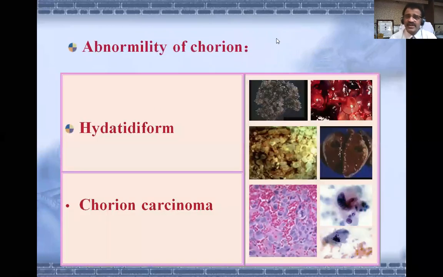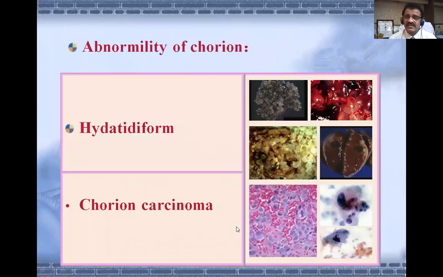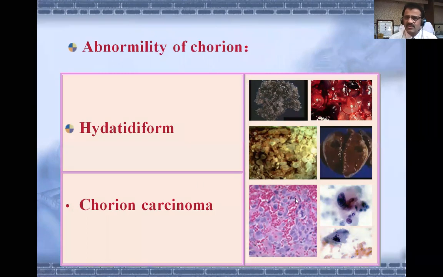Abnormality of chorion you get if things go wrong, and those are called hydatidiform mole. Hydatidiform is a disease, you can say. Chorionic carcinoma is a cancer. So you don't want to go into abnormalities now because you're in first year.